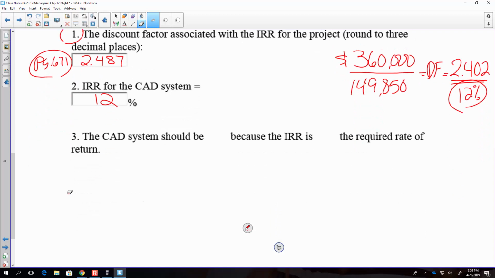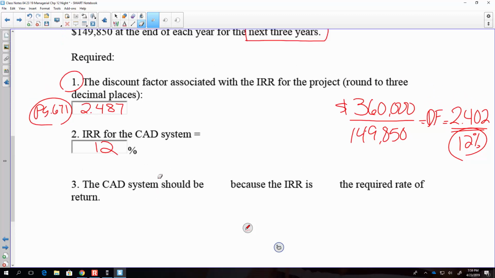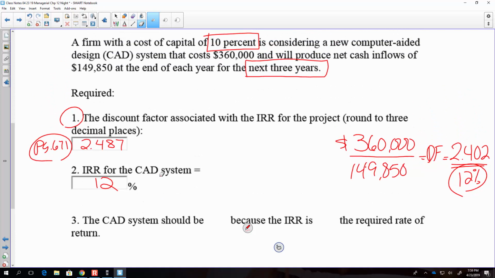Okay. The CAD system should be what? Should we do the project? Yeah. So it should be accepted, right? That's the goal with these models. Because the internal rate of return is greater than the required rate of return of 10%. The 12% internal rate of return is greater than the 10% required rate of return. So we should do it. We should accept the project.